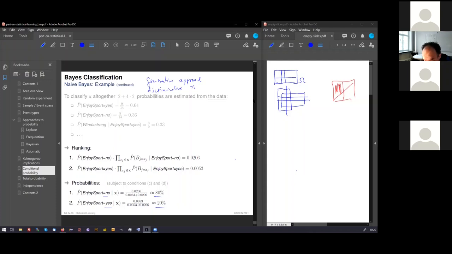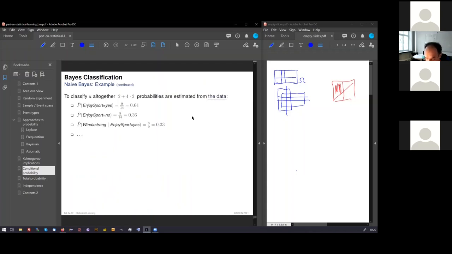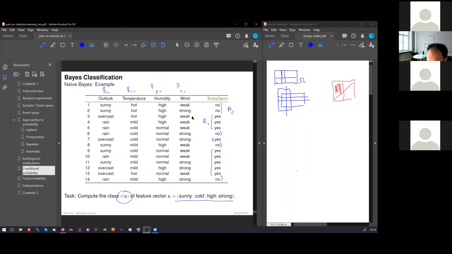To do so, we interpret each element in our data set as a combined event, and we compute the probability that it happens. Because this combined event, sunny plus hot plus high plus weak, is very rare, we apply the naive Bayes assumption by saying, under the class enjoy sport, these events are independent. Moreover, we are not interested in the priors of B and can compute with naive Bayes a ranking among the alternative classes.